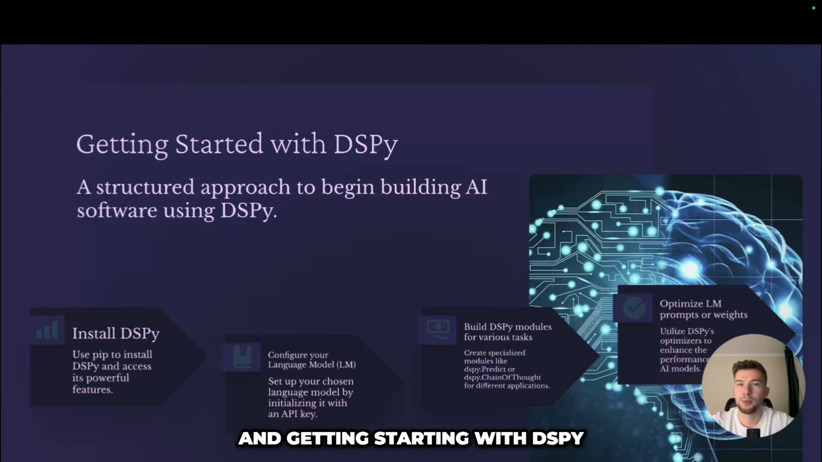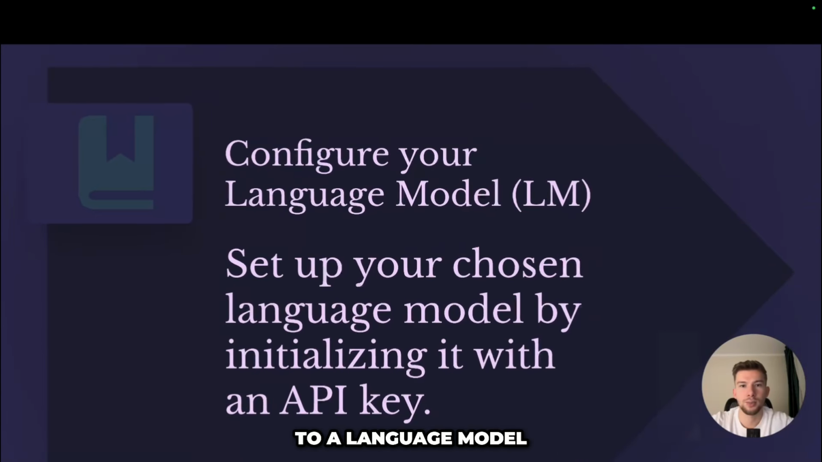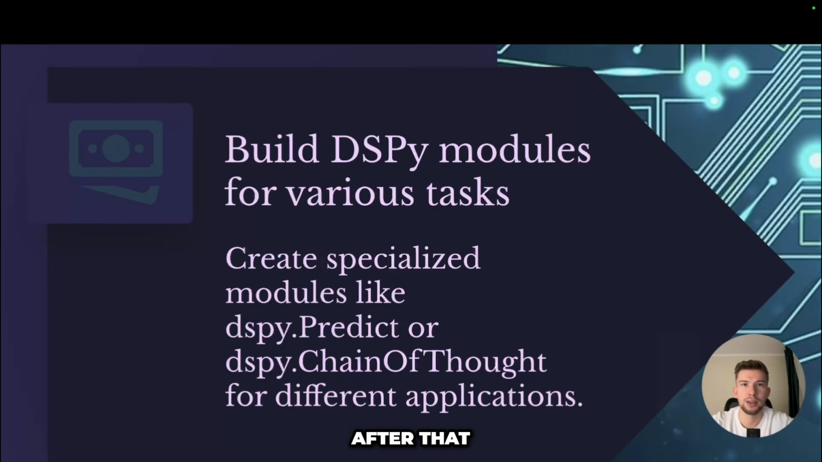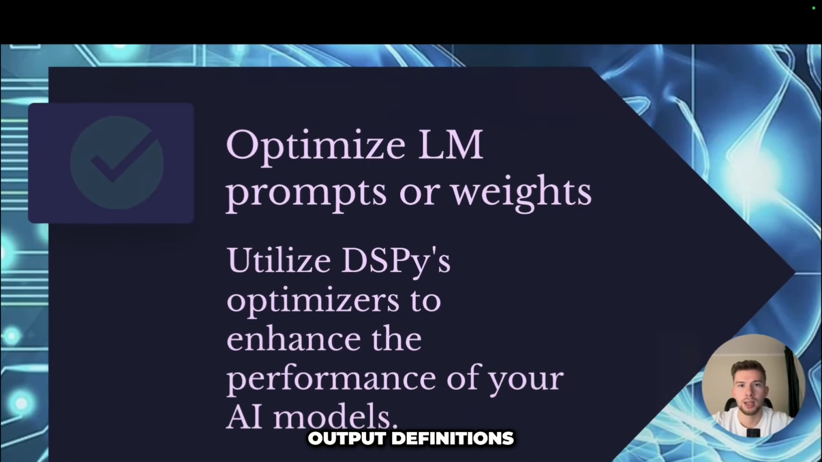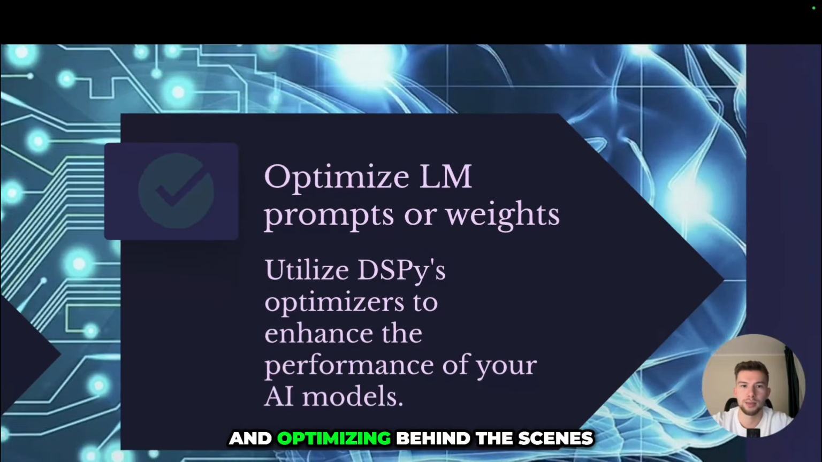And getting started with DSPy is also pretty simple. You install DSPy with pip, then you connect it to a language model using an API key. After that, you define tasks using signatures, basically typed input and output definitions. DSPy takes care of prompt formatting, examples, and optimizing behind the scenes.